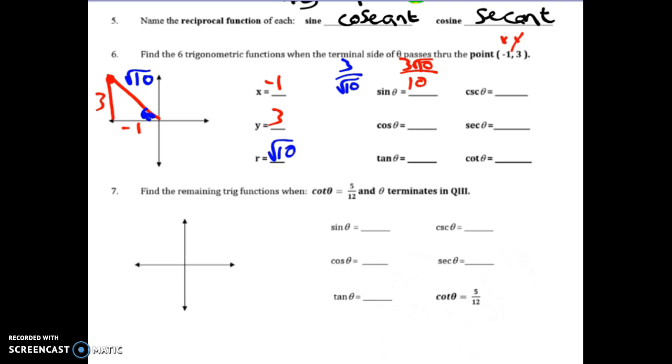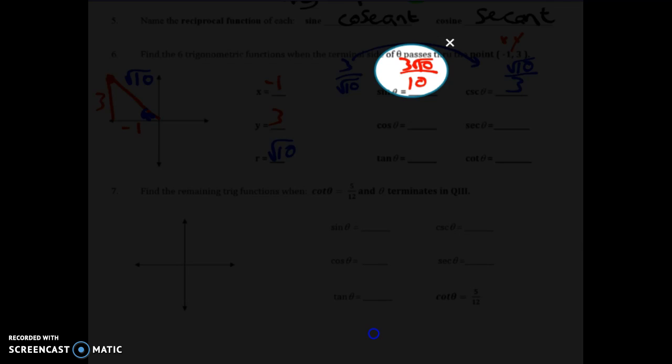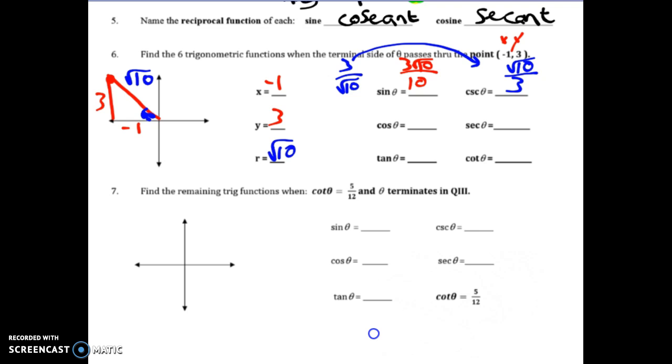To get the reciprocal function, I'm going to take this 3 over rad 10, and I'm just going to flip it to a rad 10 over 3. Now, I could have, if I really wanted to, taken this guy and flipped that, but it wouldn't have really made much sense because then I'd have to rationalize and do more stuff. So we're going to go ahead and avoid that.